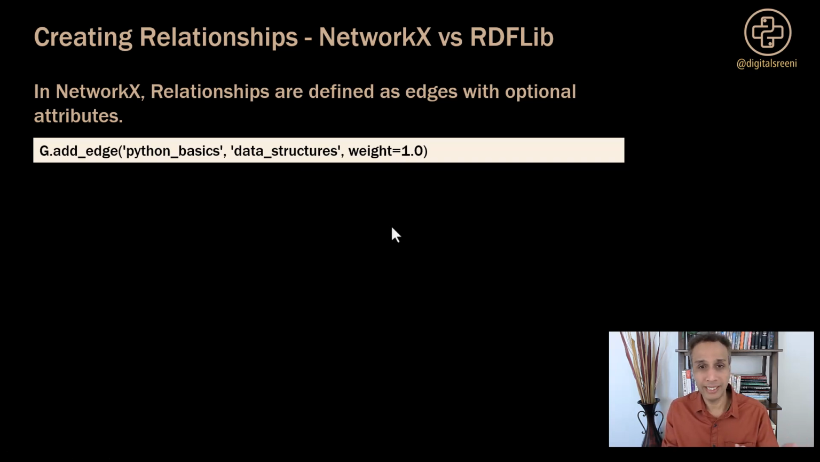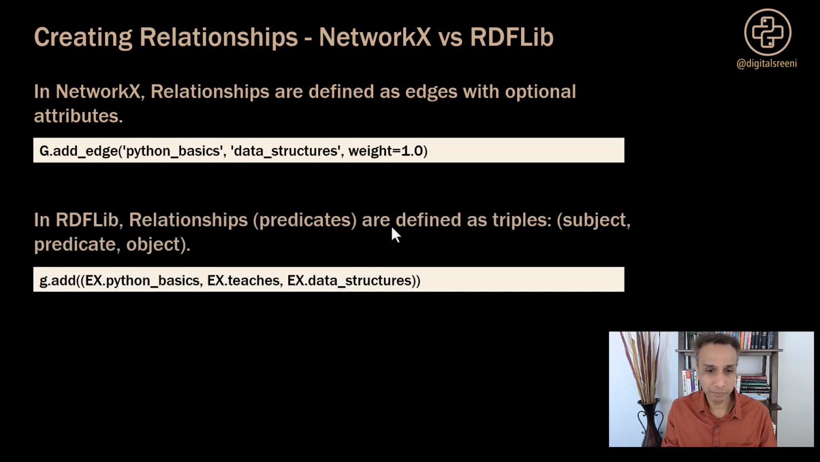These are the attributes I decided to add to the edge. You can add other attributes. In RDFlib, it's exactly similar. You probably saw this coming: your subject, predicate, object, right? So Python basics and data structures are these two ends, two nodes, and you're connecting them with an edge. I just called the edge teaches, okay? Maybe the edge should be appropriately named prerequisite. Python basics is a prerequisite of data structures. That would have made much better sense than teaches, okay?